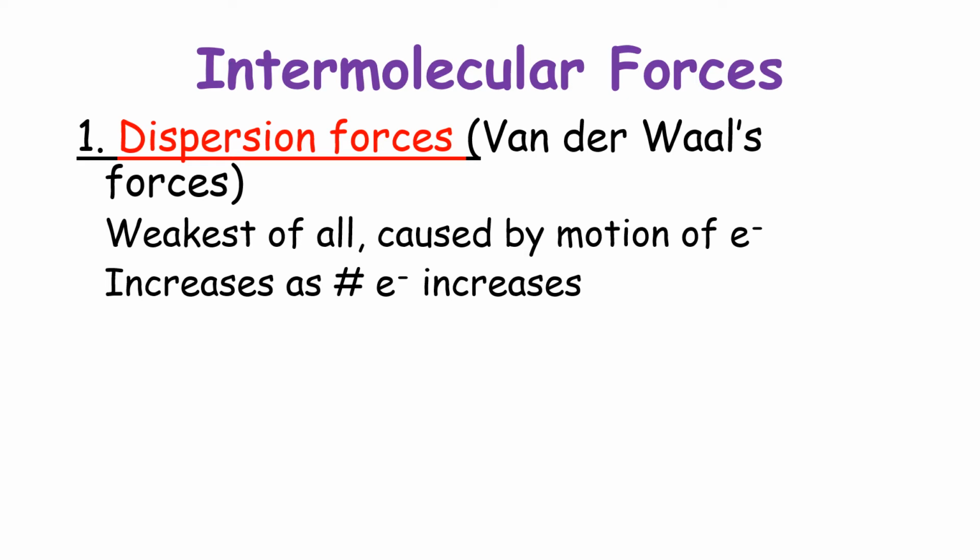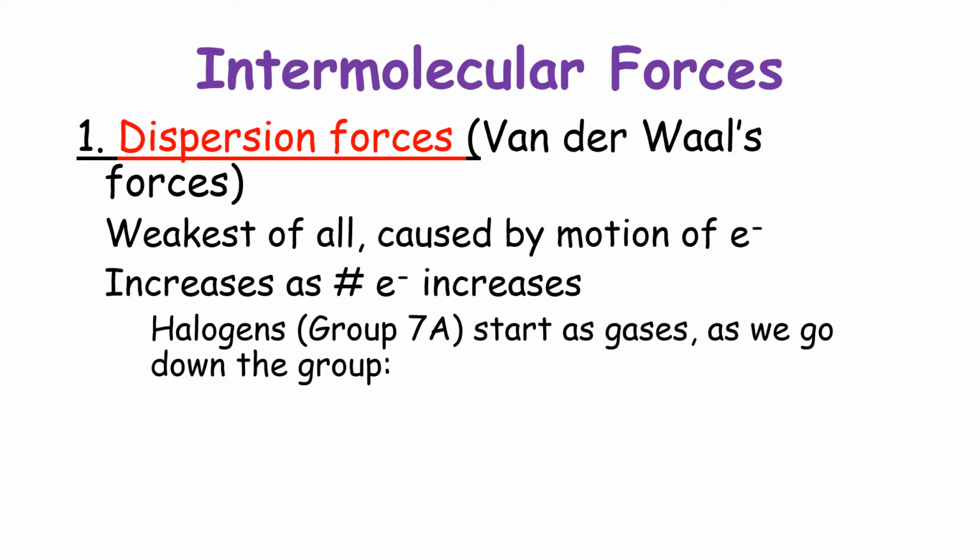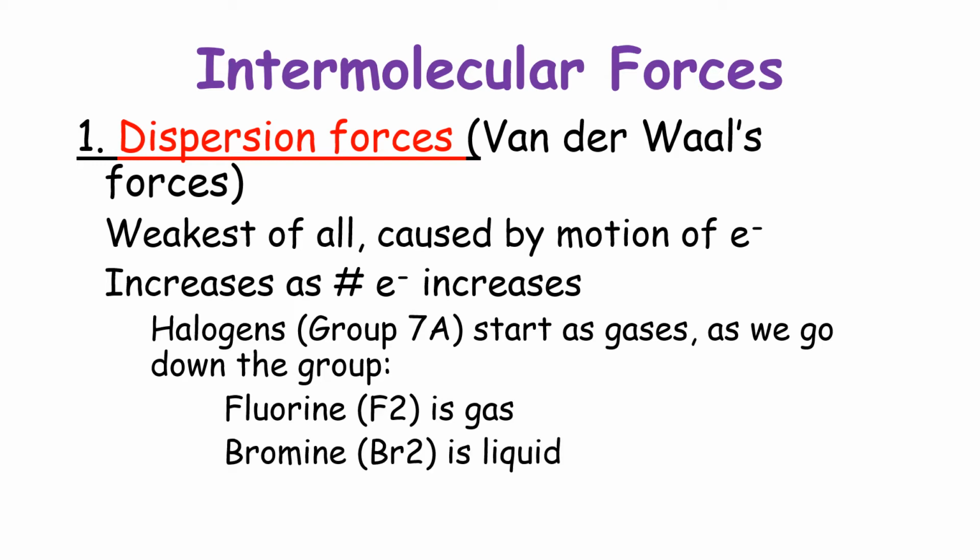So basically, let's say we are looking at halogens, which are in group 7A. Now, as we go down that group, we start with a gas, with a fluorine gas, and then we keep going down to, let's say, bromine. Bromine is now a liquid. Then we keep going down, and then iodine is now a solid.